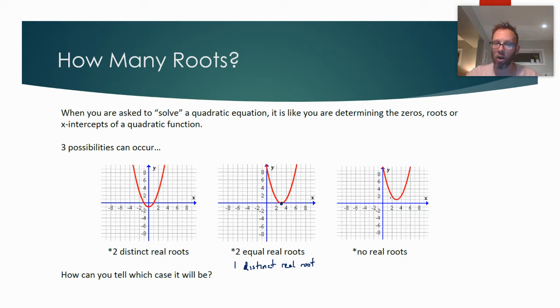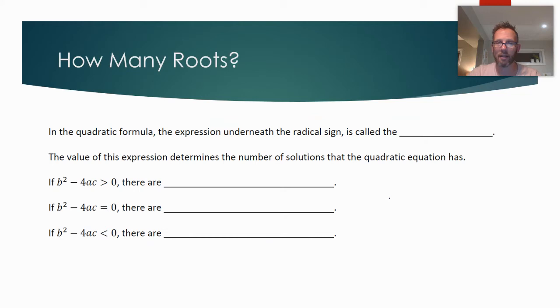And is there a way to determine which case it will be ahead of time, to maybe save you some work, or to help you understand, as you're using the quadratic formula, depending on what you get mathematically, which of these cases it is? The key is the expression under the radical sign. Under the radical sign, b squared minus 4ac. This is called the discriminant. And the value of this expression determines the number of solutions a quadratic equation has.